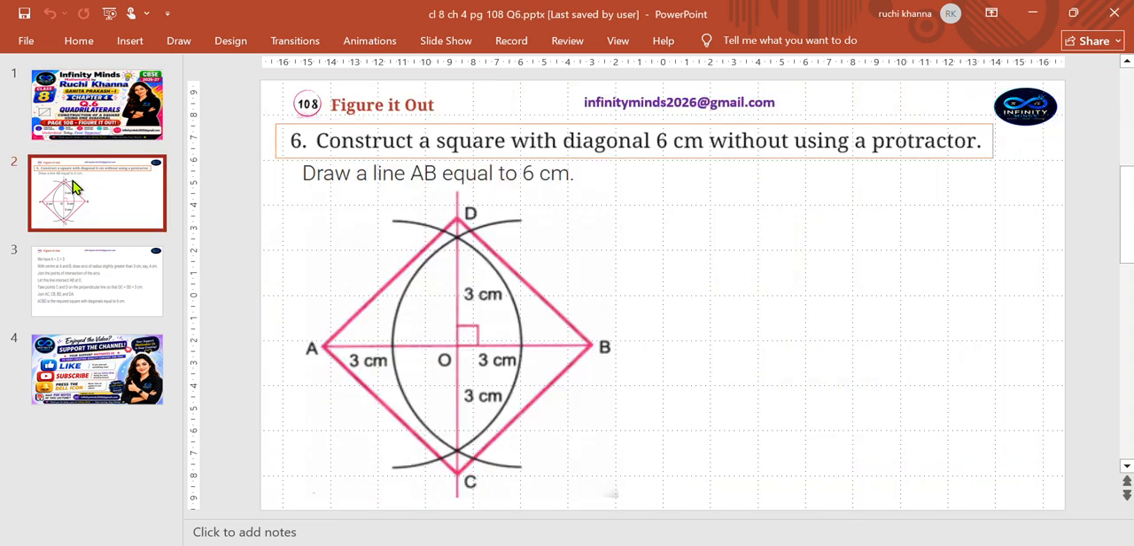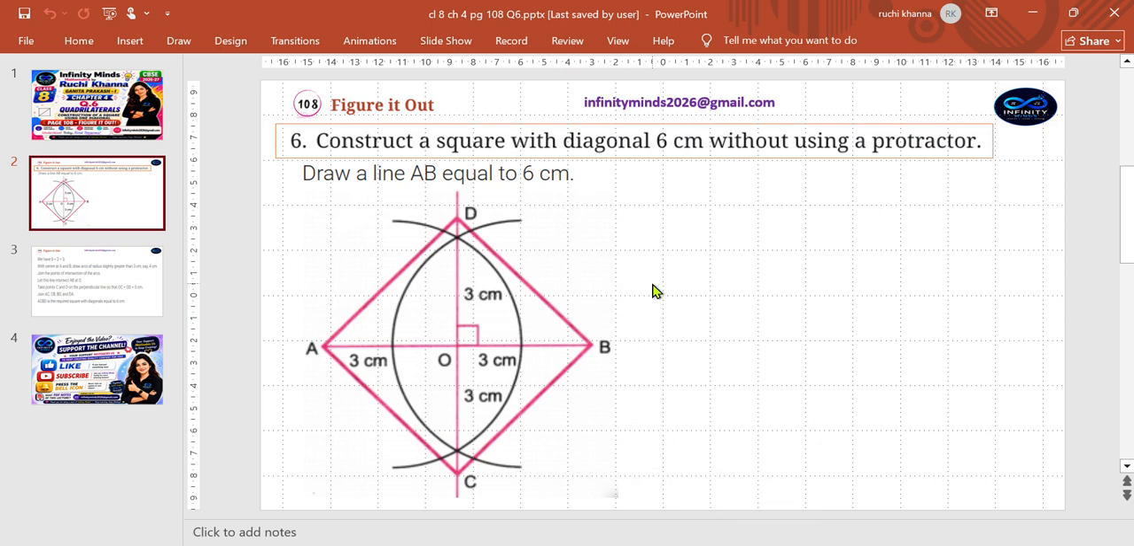Question 6: construct a square with diagonal 6 centimeters without using a protractor. Yes, of course, a pair of compasses is what is expected. All the steps and diagrams I have shown as usual, but I shall be sharing the stepwise construction with you.